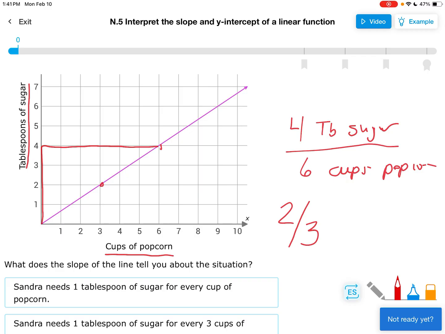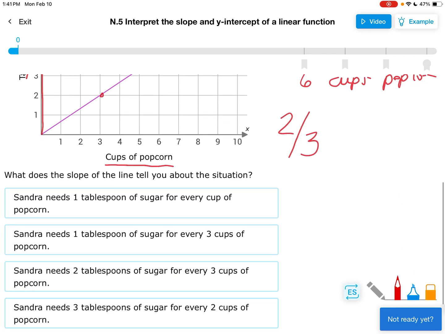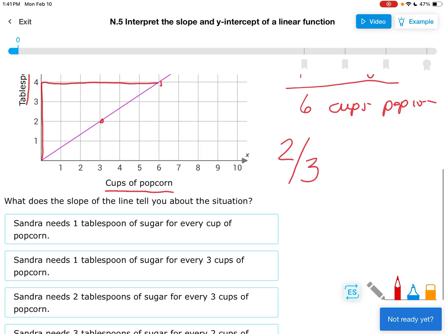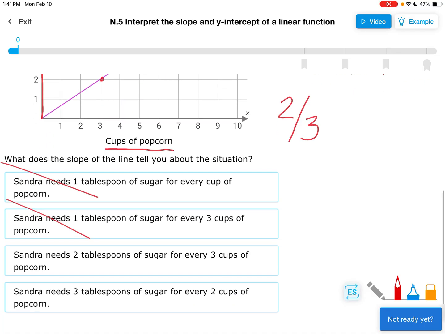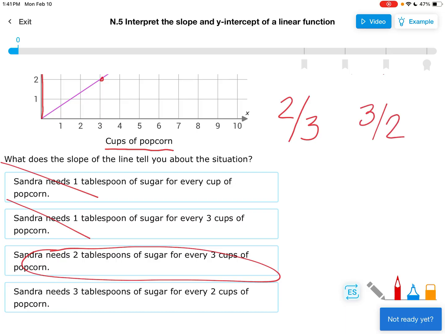So let's see. How many tablespoons does she need? 1 tablespoon for every cup? No, that would be 1 to 1, so that's not it. 1 tablespoon for every 3 cups? No. 2 tablespoons for every 3 cups? Yeah, 2 over 3. So they're trying to make sure you understand which value is on top, because 3 tablespoons for every 2 cups, that would be 3 over 2. So I want to make sure we pay attention to the wording. So 2 tablespoons of sugar for every 3 cups of popcorn.